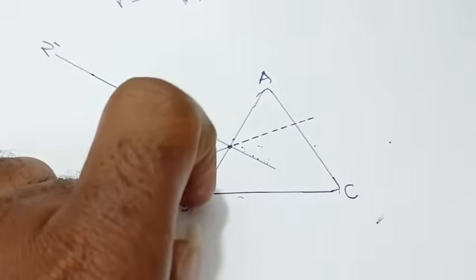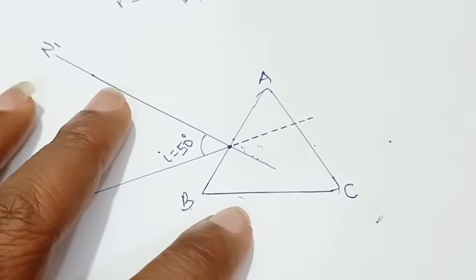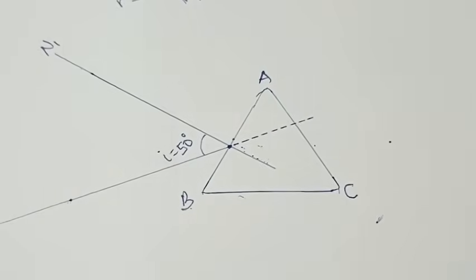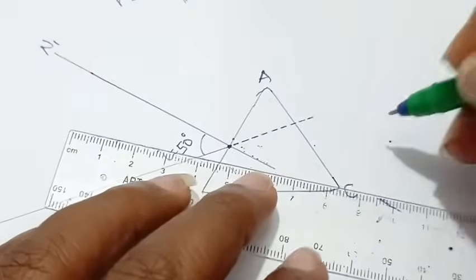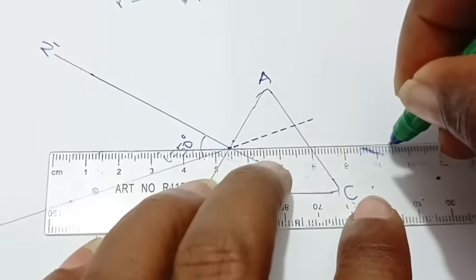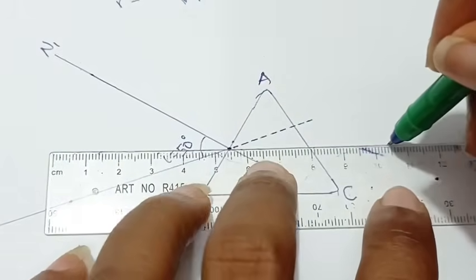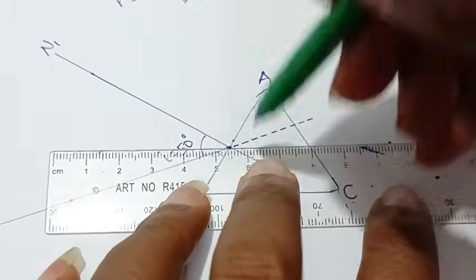So what I have to do now, look at it, this point, remove your protractor, get your ruler and join this point to this point of incidence. That will give you your refracted ray.